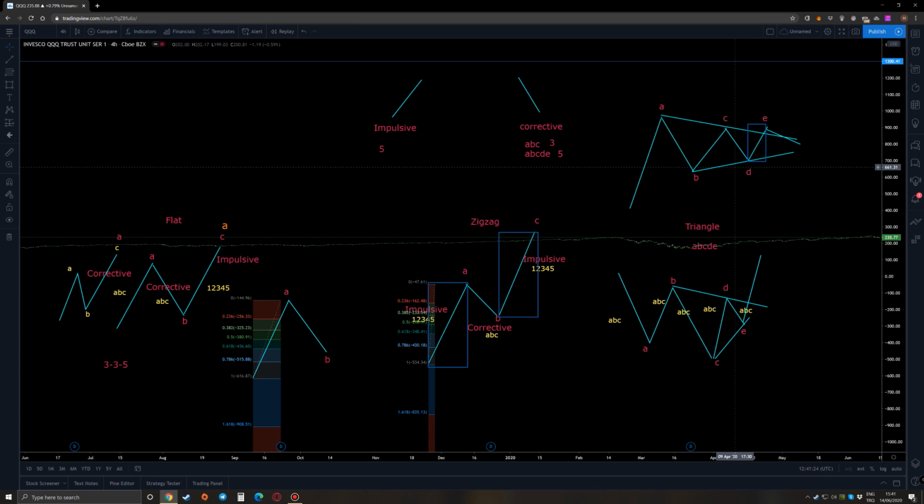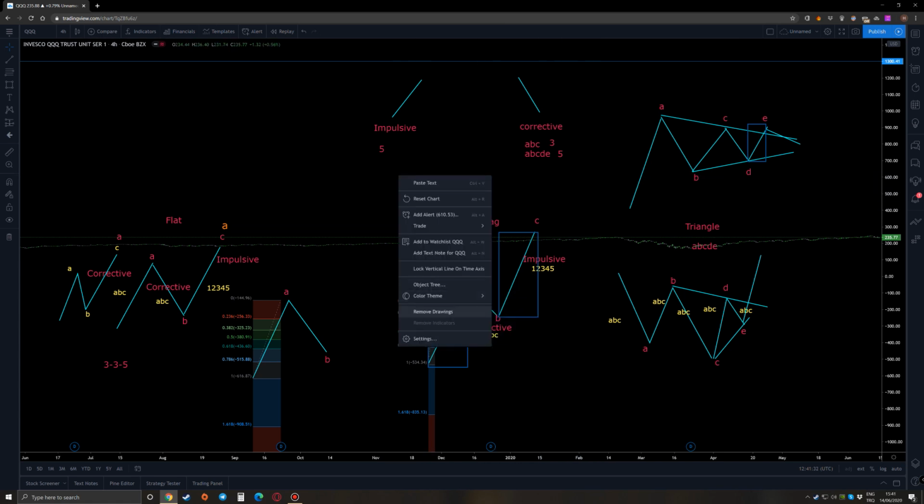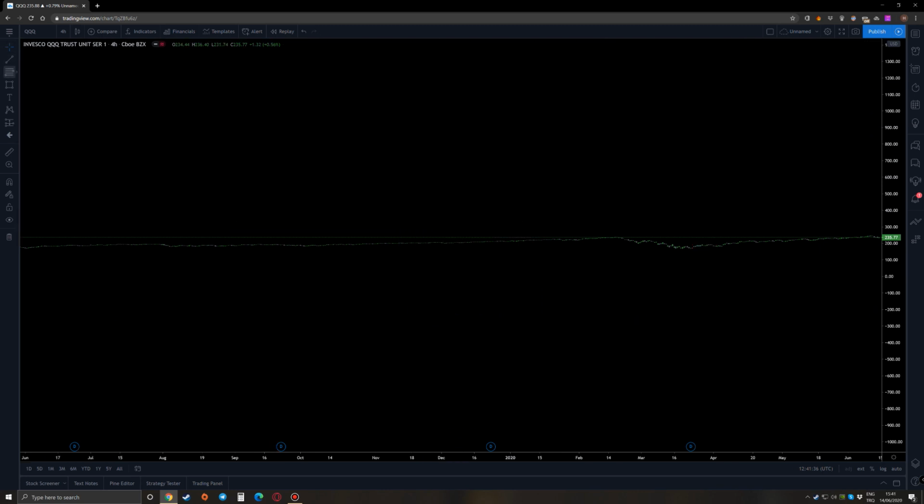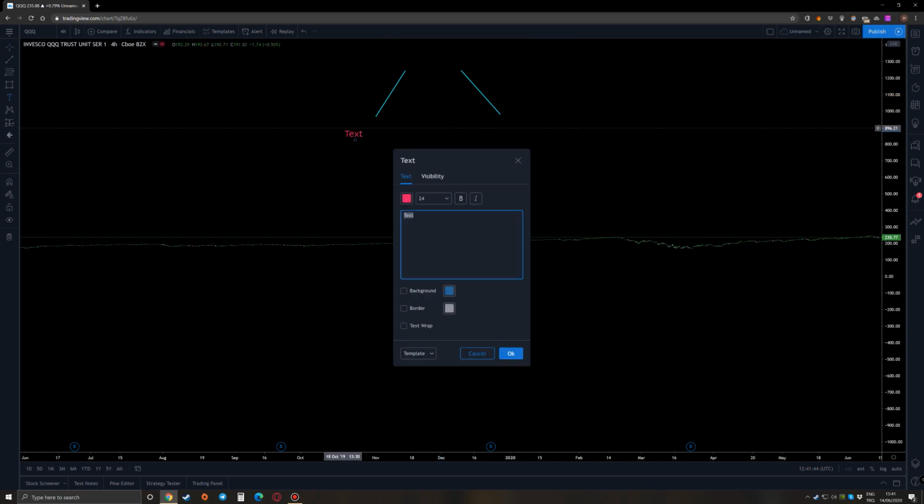Now that you know this, what we are dealing with, here's the most important part. Now let's go back, because this is how this thing should shape up. This is the essence of Elliott waves.